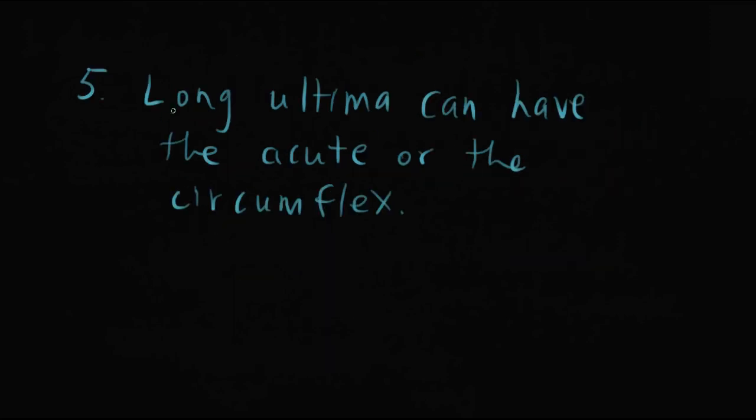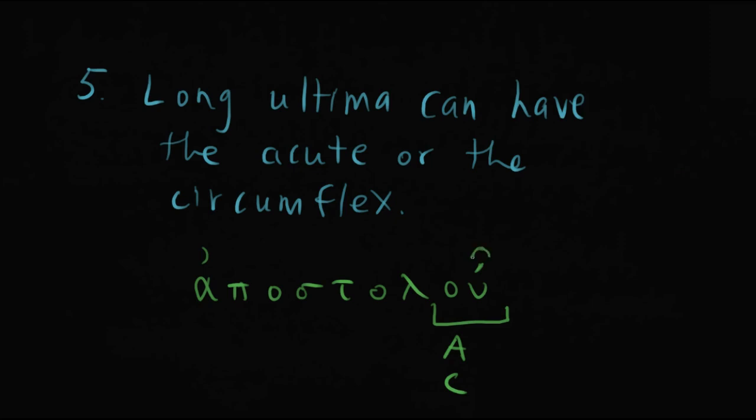Rule number 5: a long ultima can have the acute or the circumflex. Let's use the word apostolio again. You see here a long ultima. So the ultima can have either a circumflex or an acute. It can have an acute, or it can have the circumflex. Doesn't matter. Both are permissible.